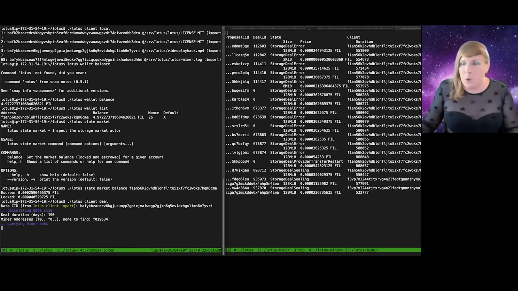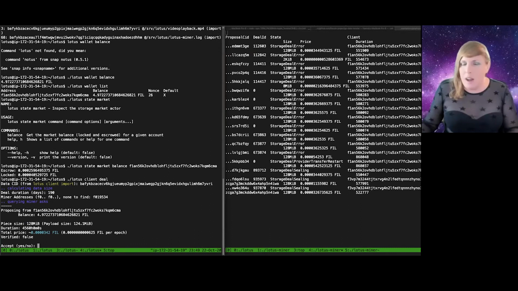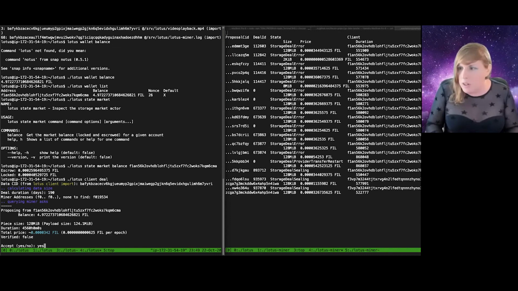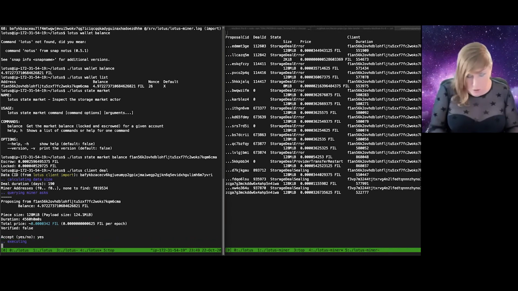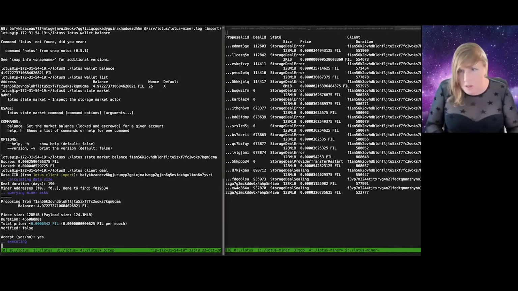You can see now it's making a query to the miner to get the ask. It's giving me a bunch of parameters, and I'm going to go ahead and accept it, which will start the deal. Now I'm going to attempt to pull up this window.